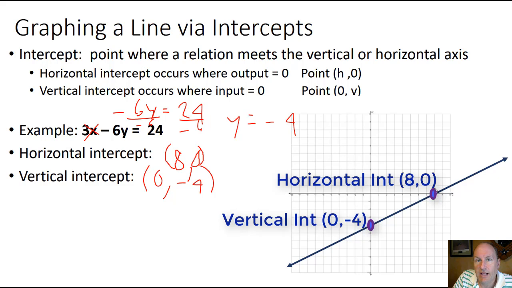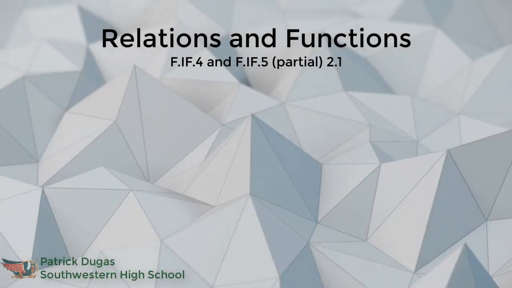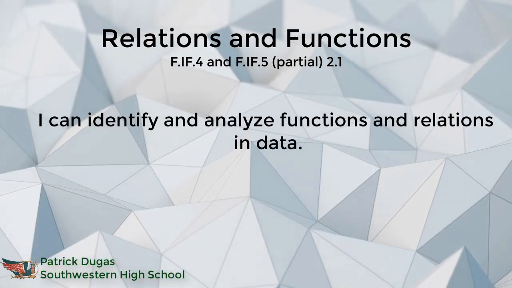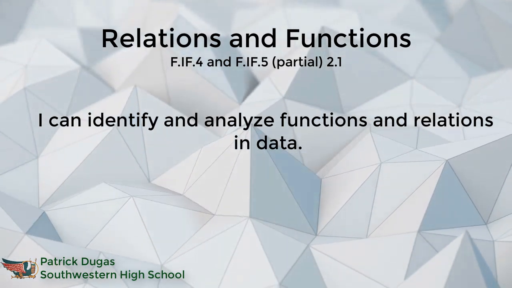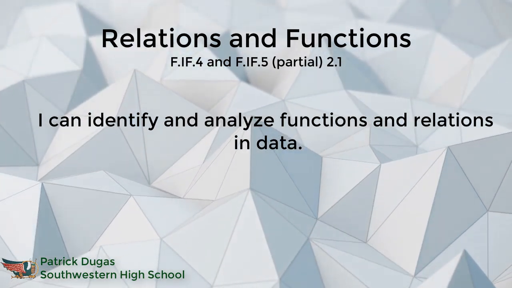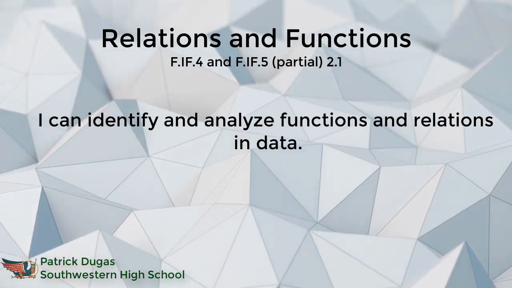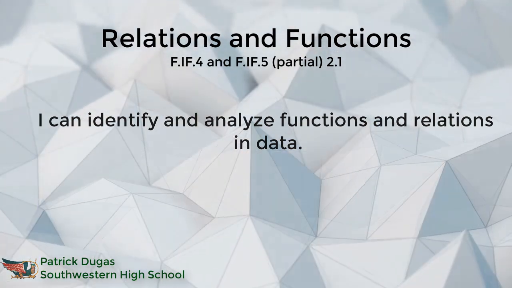Now we're going to go ahead and connect the horizontal and vertical intercepts with a line, because this is a linear function. And voila, we're done. We have just plotted the linear equation 3x minus 6y equals 24 using the intercepts. In this screencast, we learned how to identify whether a function was linear, if so, to put it in standard form, what the parts of standard form of a linear equation were, and finally, how to take a linear equation and graph it using the intercepts.